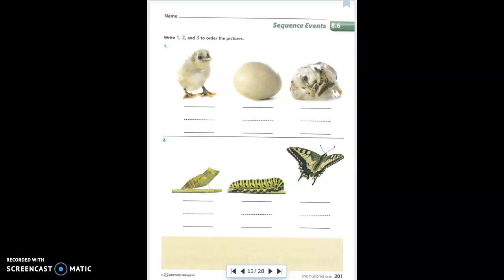So we're going to look at some pictures here and determine what comes first, what comes next, and what comes last. And the way we're going to do this, rather than using the words, is we're going to use 1, 2, 3 to write our steps in order, okay?